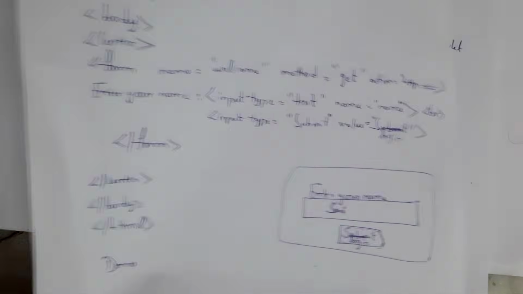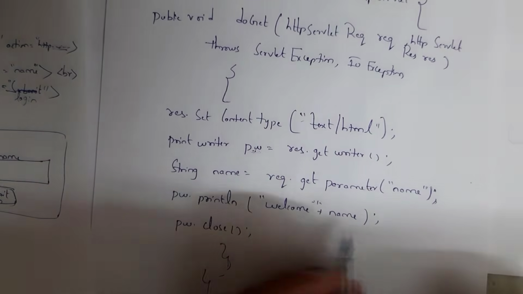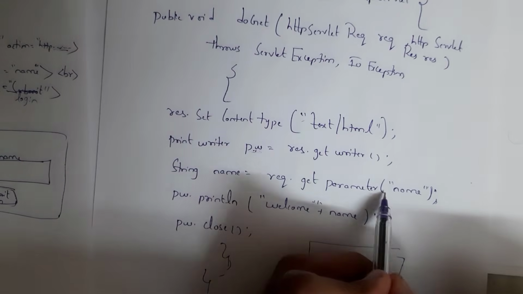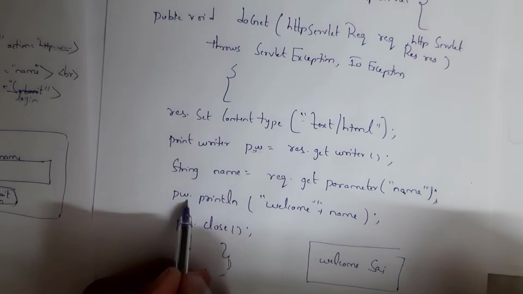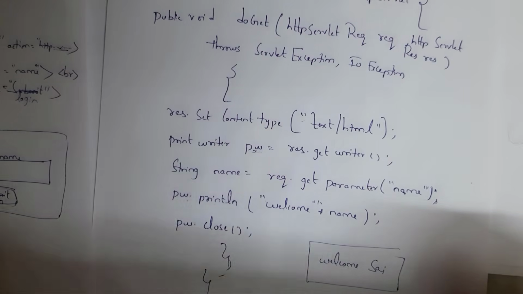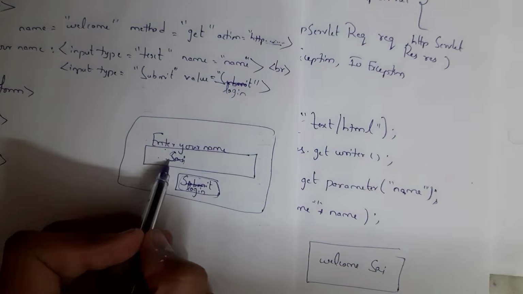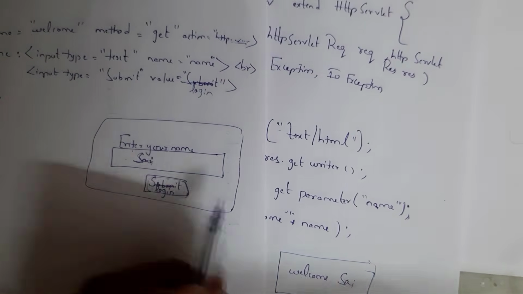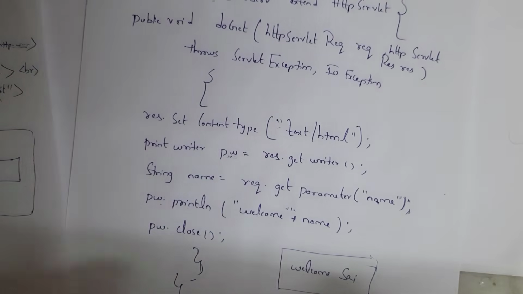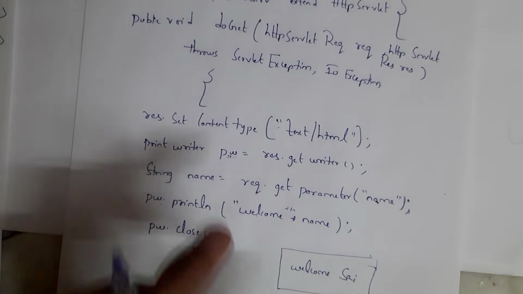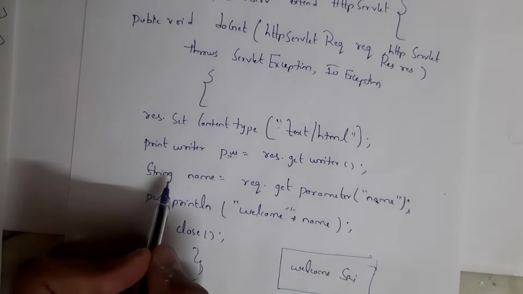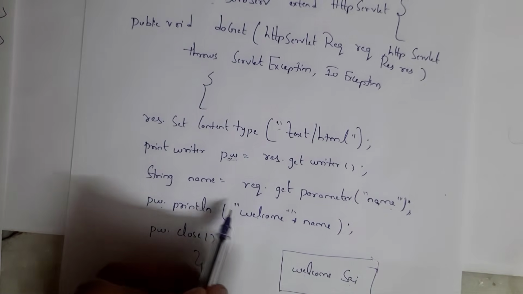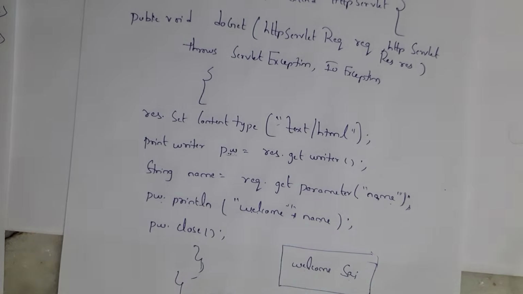Once you click on login, you will get output like "welcome Sai", because here I took a parameter as name, and the output should be welcome plus name. I have entered the name as Sai, so the output is welcome Sai. For example, if I take Raju, then the output is welcome Raju. This is the meaning of this code, where PrintWriter is used to print output, I took a parameter as name, and I am printing the output as welcome plus name. This is the meaning of this program.